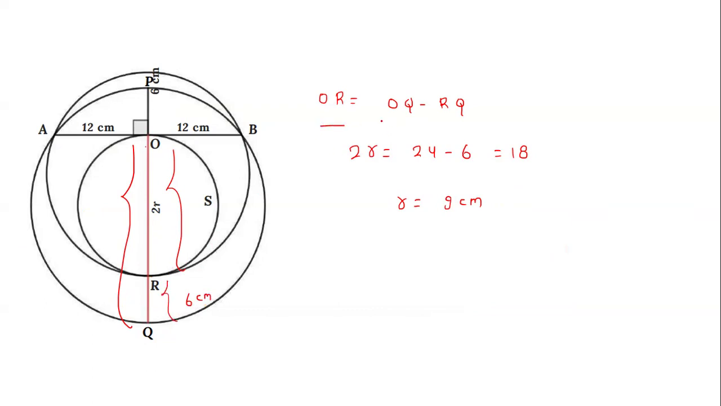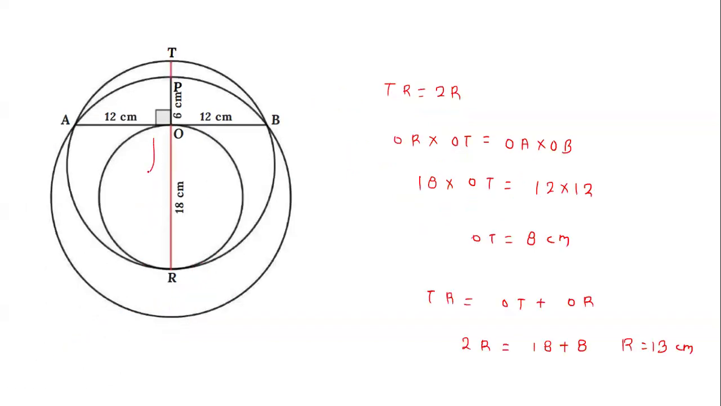So you can write OR as OQ minus RQ. So OR is 2 times r, which is the diameter of the smaller circle, and it is equal to 24 minus 6, which is 18. From here you can calculate the radius of the small circle, and it is 9 centimeter after solving. So now we know the diameter is 2r, which is 2 times 9, which is 18 centimeter. So now we know the small r value.